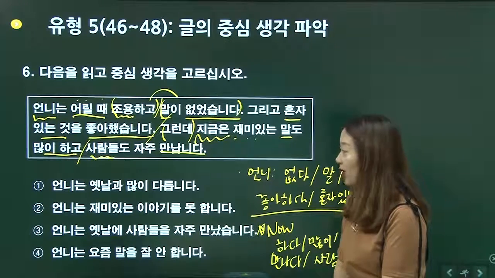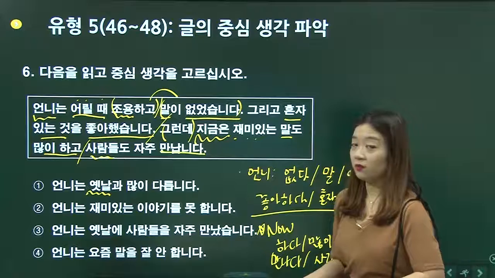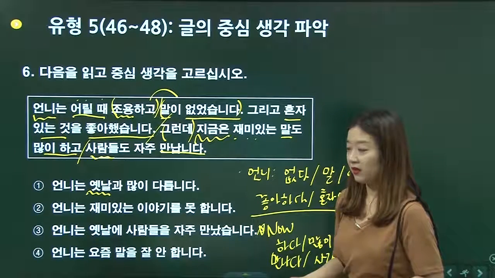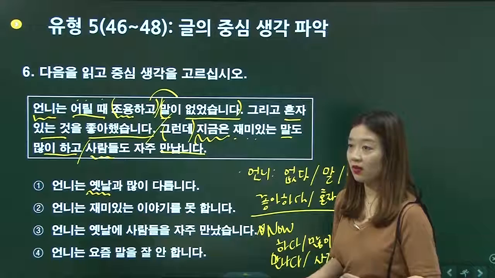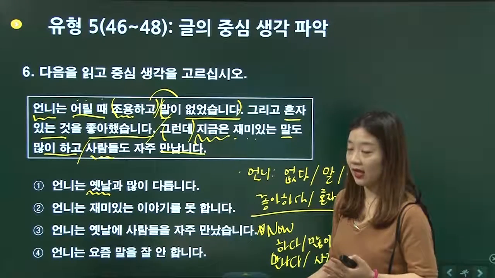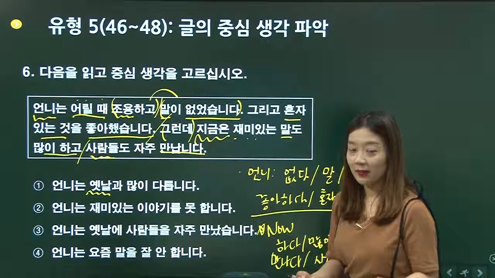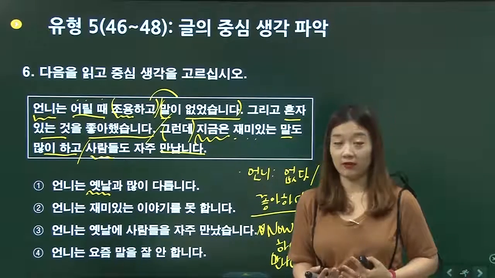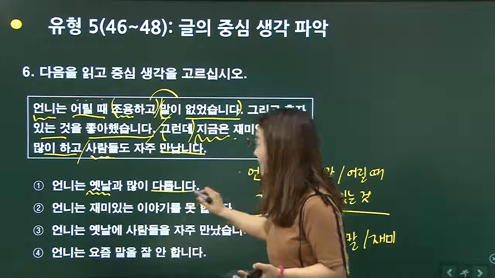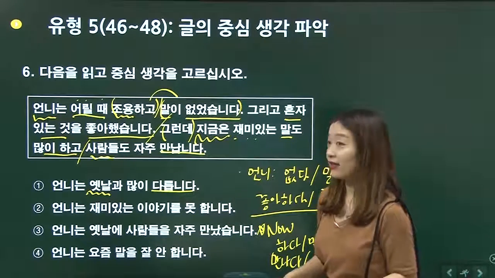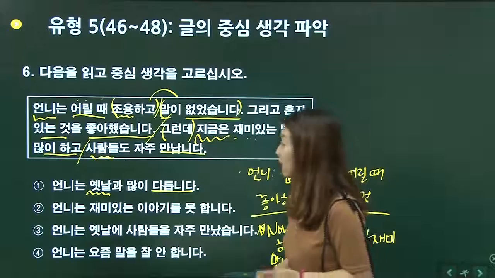Number one, 언니는 옛날과 많이 다릅니다. 옛날 means before, right? So now we are maybe 20-something, very grown up, and then as a teenager or under age 10 or very young, of course, everyone, all people can change, right? Of course, me, I was very quiet when I was young. Can you believe that? Okay, so 옛날과 많이 다릅니다 means different. She is very different than before when she was young. Okay, it can be true, right?